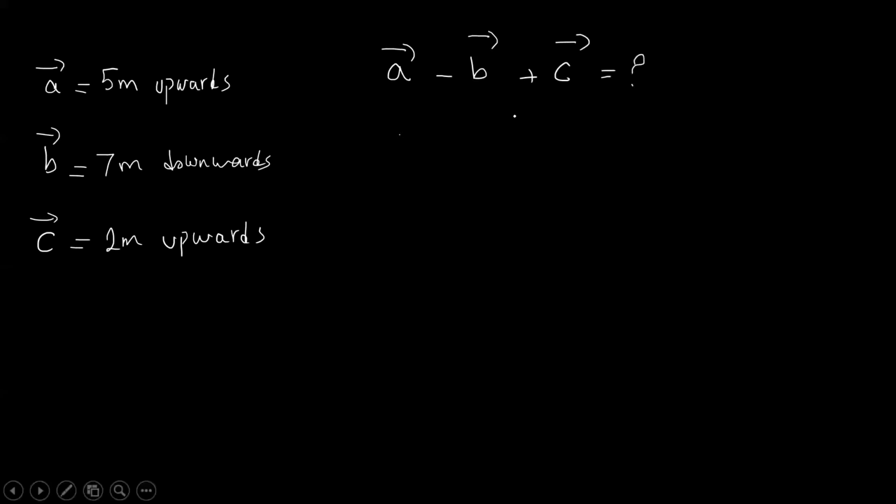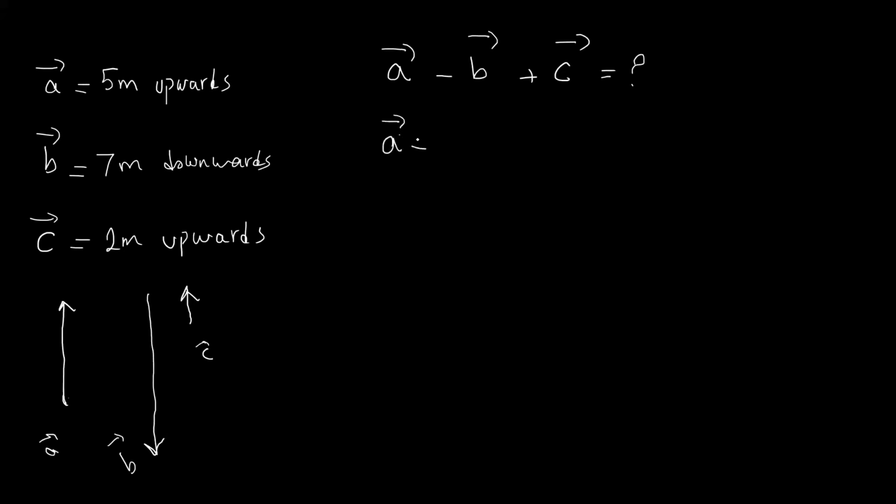I start with drawing first. So I draw my vector. So vector A, I draw it 5 meters upward. So we have A, B, C. I want to find A minus B plus C. So it means I can write it A plus minus B plus C. So it means adding these three vectors to each other. I have A, I have C, but minus B, I need to draw.